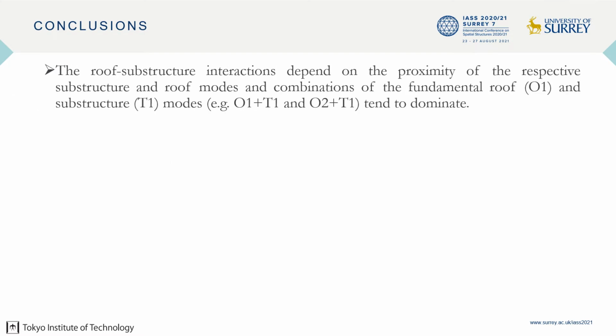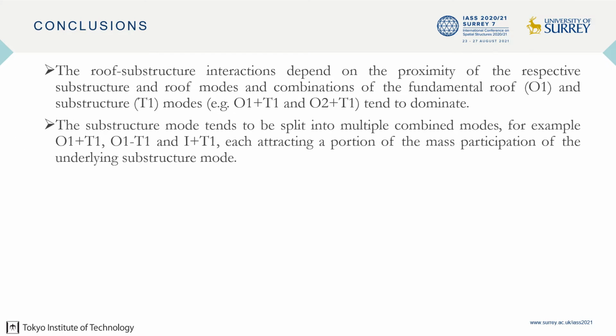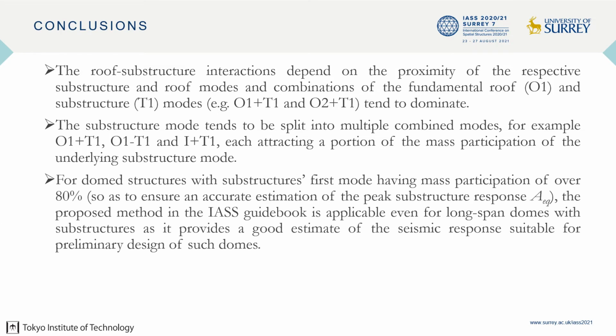So, in conclusion, the roof substructure interactions depend on the proximity of the respective substructure and roof modes, and combinations of the fundamental roof O1 and substructure T1 tend to dominate. The substructure mode tends to be split into multiple combined modes like O1 plus T1, O1 minus T1, and I plus T1, and each attracts a portion of the participation of the underlying substructure mode.